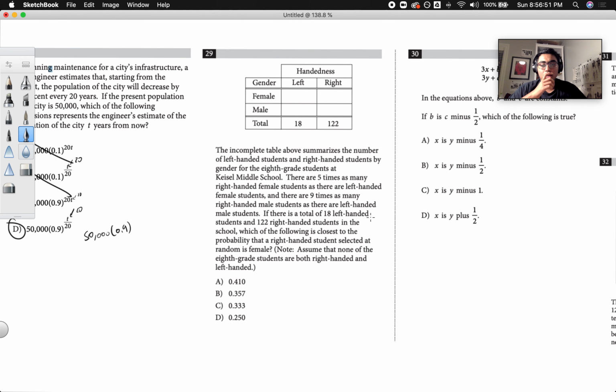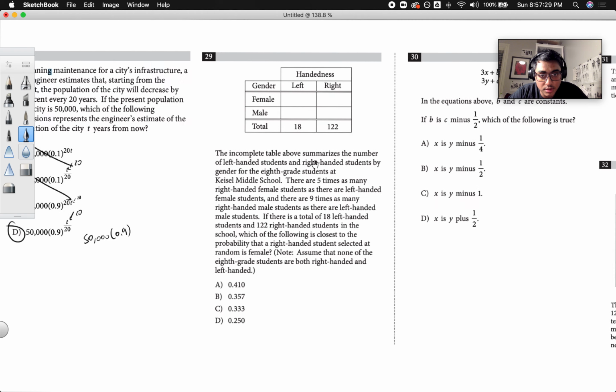Okay. The incomplete table above summarizes the number of left-handed students and right-handed students by gender for the 8th grade students at Keisel Middle School. There are 5 times as many right-handed female students as there are left-handed female students, and there are 9 times as many right-handed male students as there are left-handed male students. If there is a total of 18 left-handed students and 122 right-handed students in the school, which of the following is closest to the probability that a right-handed student selected at random is female? Note, assume that none of the 8th grade students are both right-handed and left-handed, so no ambidextrous students.